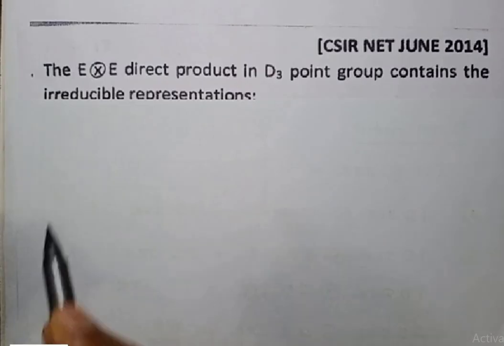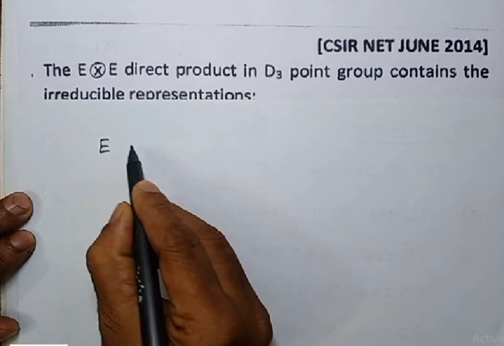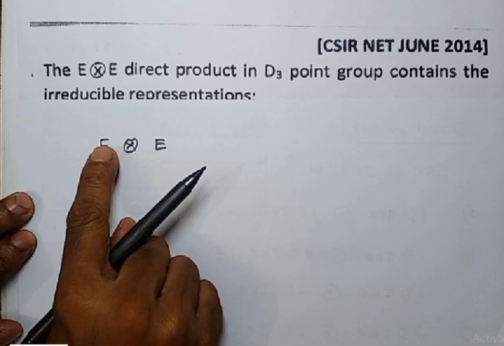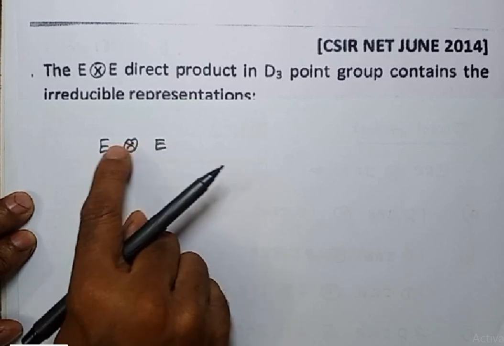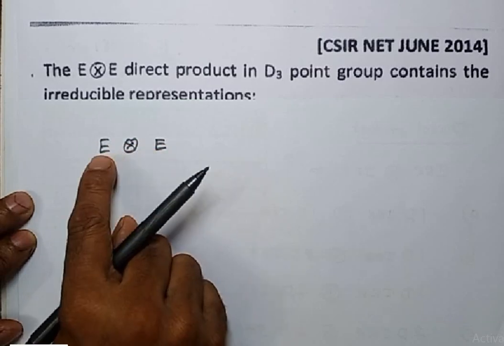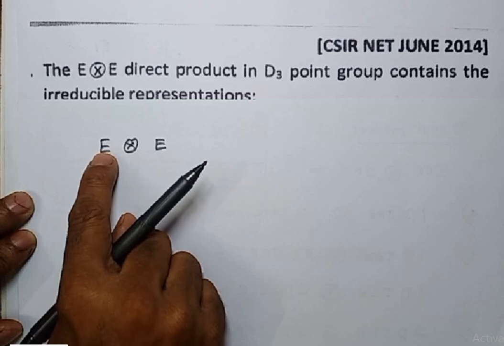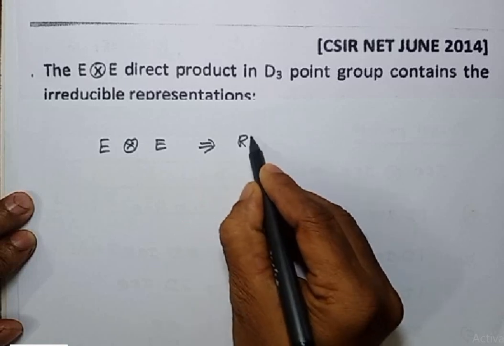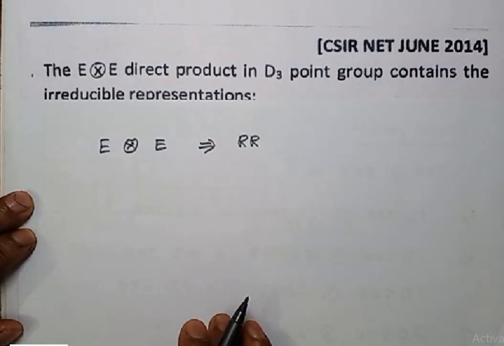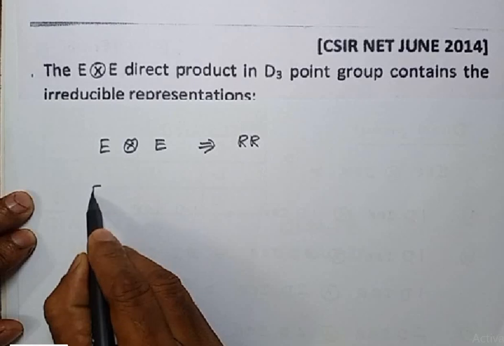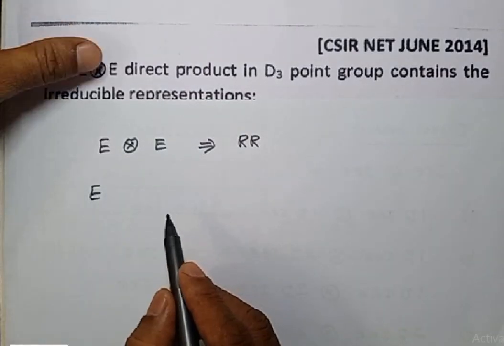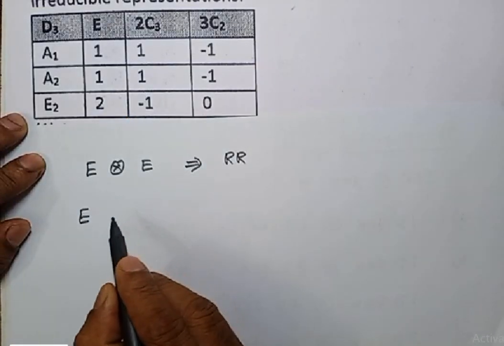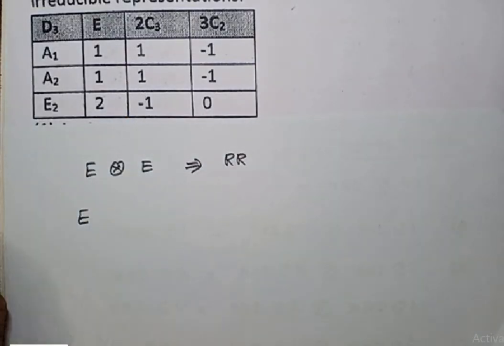So in this question they are asking the direct product of E into E. Now you know E means 2-dimension. So here we are taking the direct product of a 2-dimension with another 2-dimension. Therefore we know very well the result should be reducible. Now listen carefully. What are the characters of E given in the character table? 2, right? Let me write here.